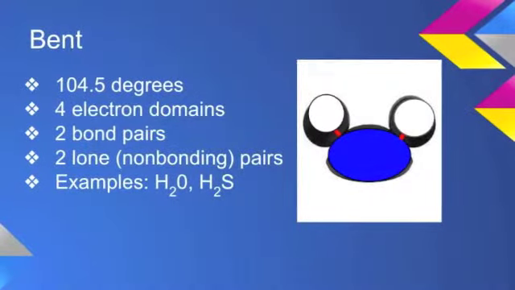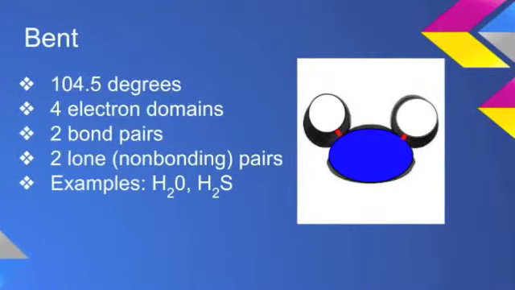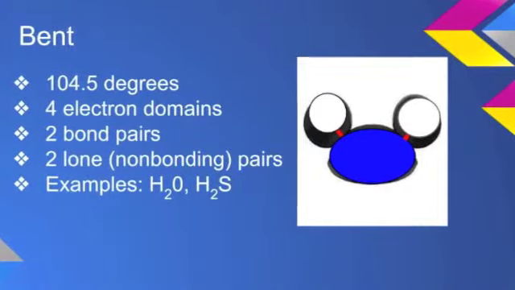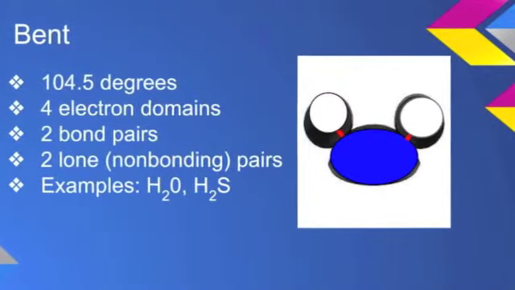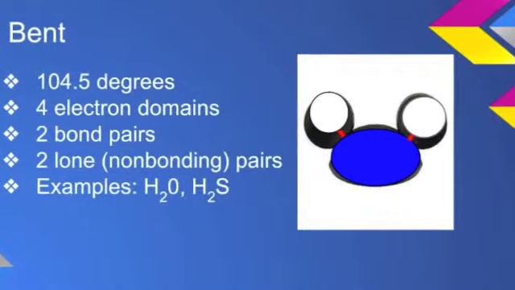Okay, so then you can think of this one as Mickey Mouse and his ears. Bent molecules have 104.5 degrees between the electron domains. There are 4 electron domains, consisting of 2 bond pairs and 2 lone pairs.